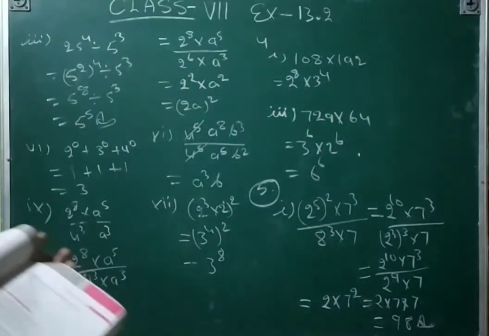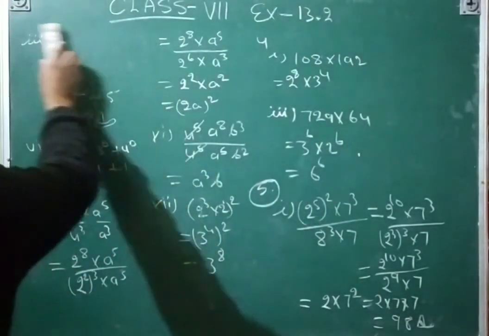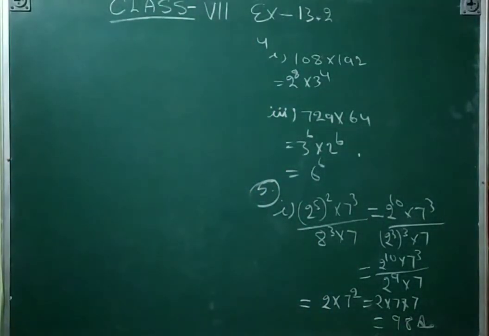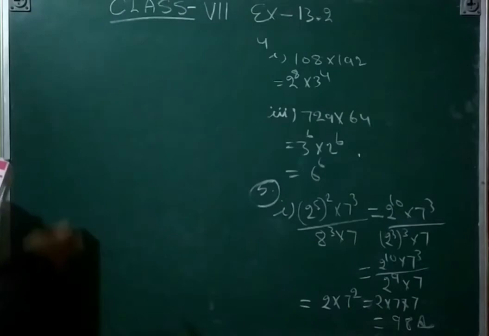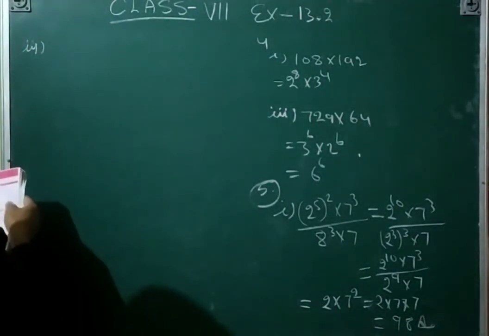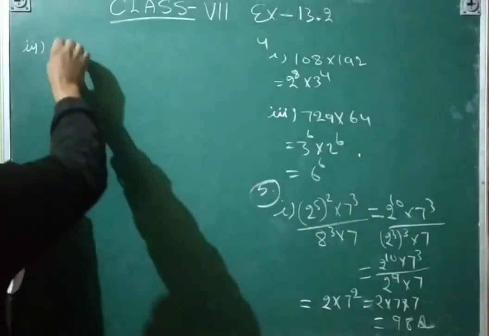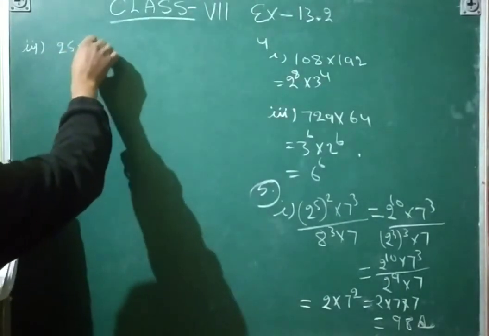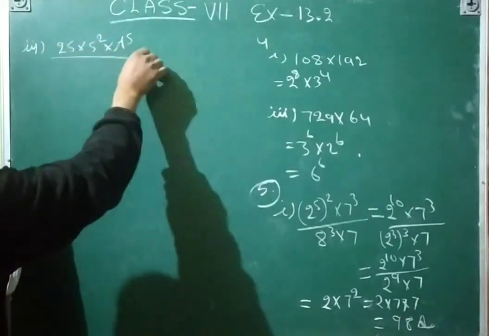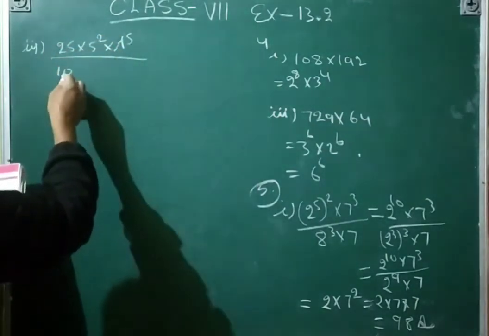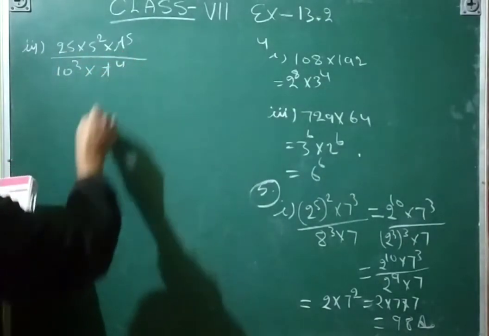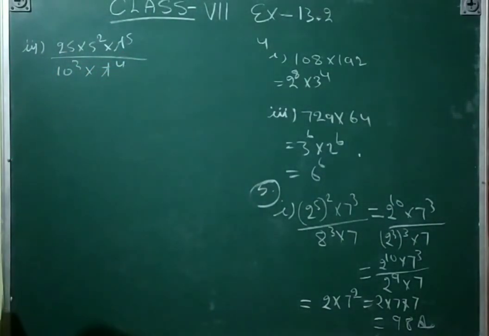And then 2 parts more are here. That second part is 25 multiply 5 power 2 into t power 5 upon 10 power 3 into t power 4, t power 4.